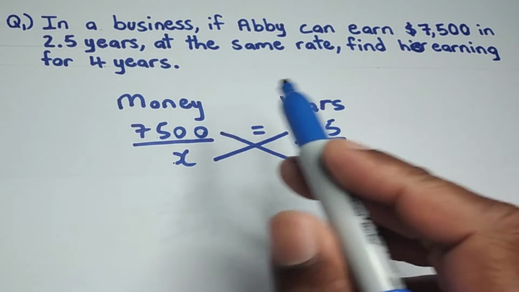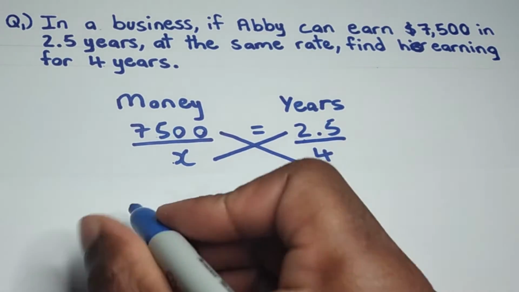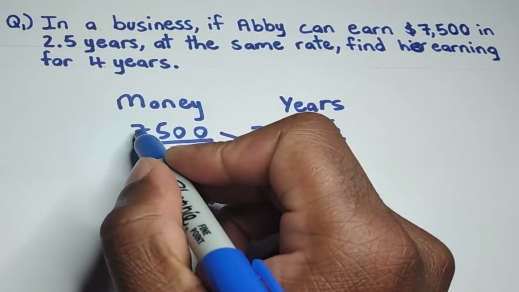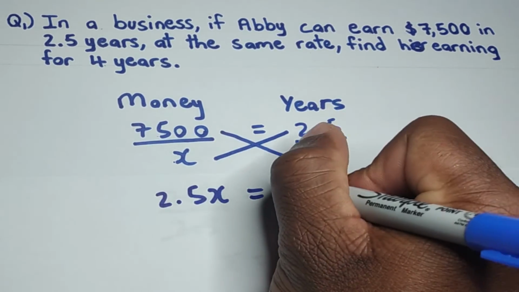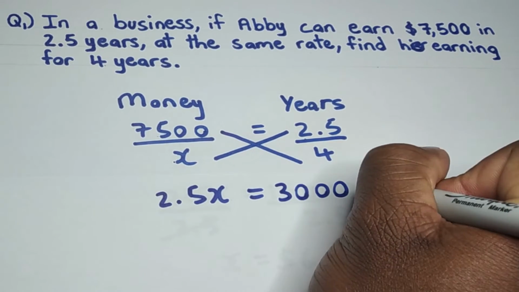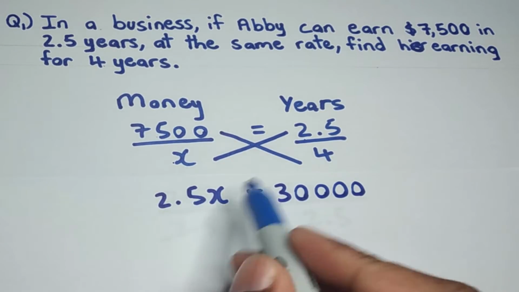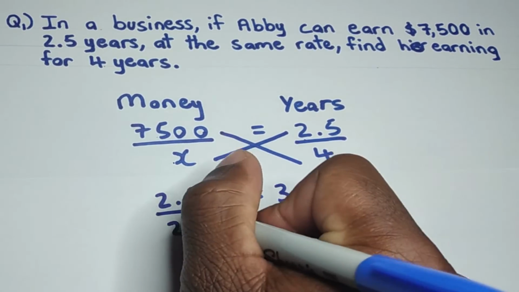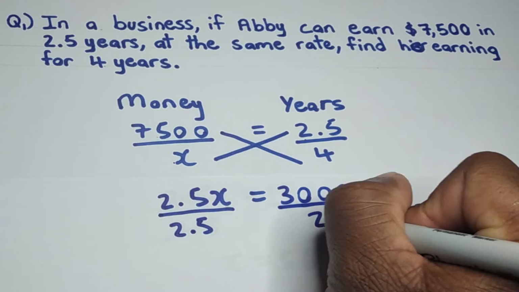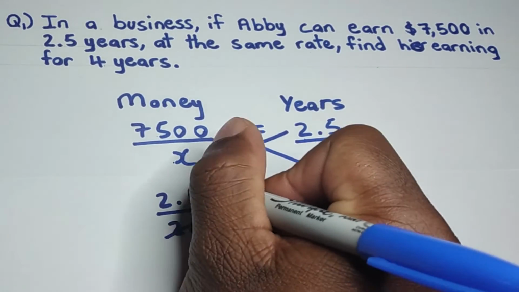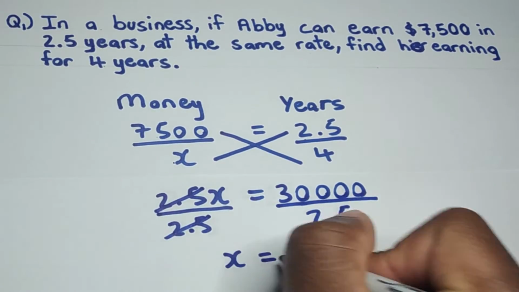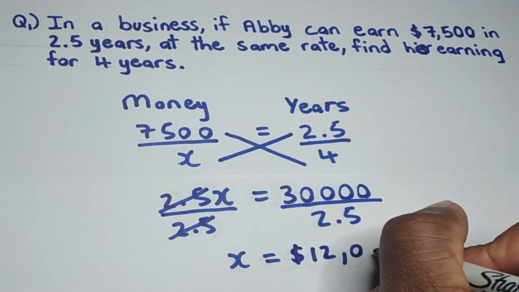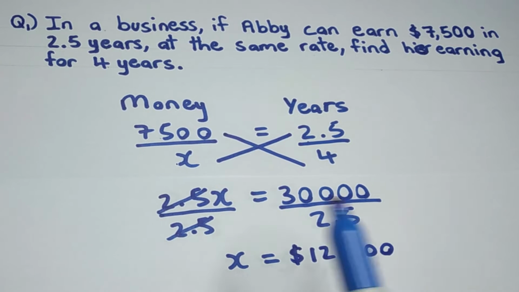All right, so if I do that, I'll end up with x times 2.5, which is 2.5x, is equal to 4 times 7,500, which is 30,000. All right, now what I can do to obtain the value of x is to divide both sides by 2.5. All right, so 2.5 will cancel 2.5 and I'm left with x is equal to $12,000. All right, so this would have been our solution to this problem.